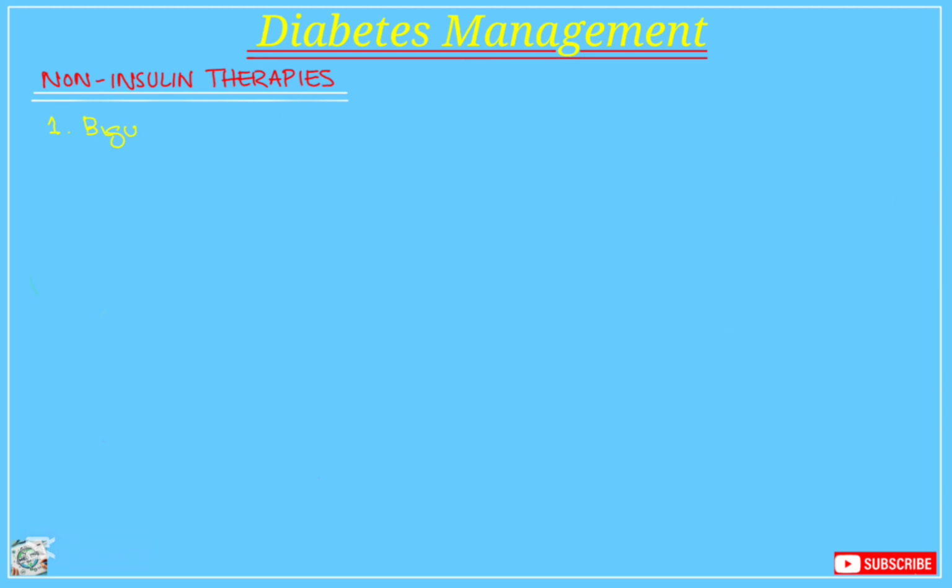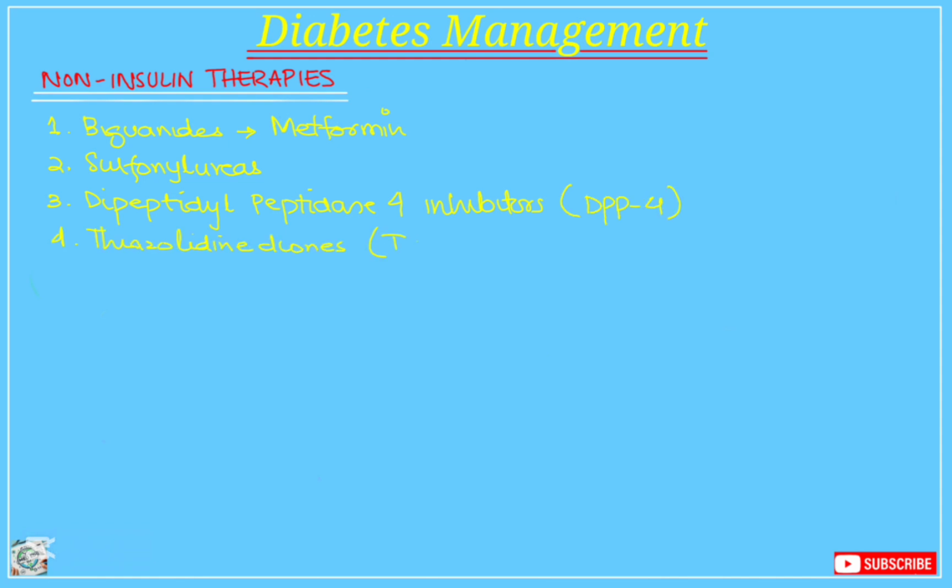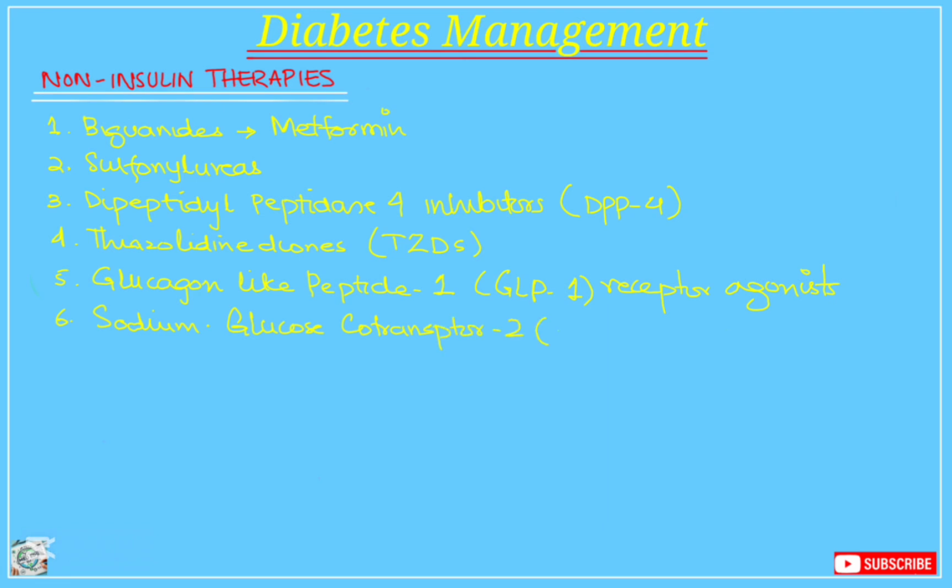Number 1 is biguanides, with the most well-known medication being Metformin. Number 2, sulfonylureas or SUs. Number 3, dipeptidyl peptidase 4 inhibitors or DPP4 inhibitors. Number 4, thiazolidinediones or TZDs. Number 5, glucagon-like peptide 1 receptor agonists or GLP-1 agonists. Number 6, sodium glucose cotransporter 2 inhibitors or SGLT2 inhibitors. The rest of the 5 medications are used less commonly in the management of type 2 diabetes mellitus.